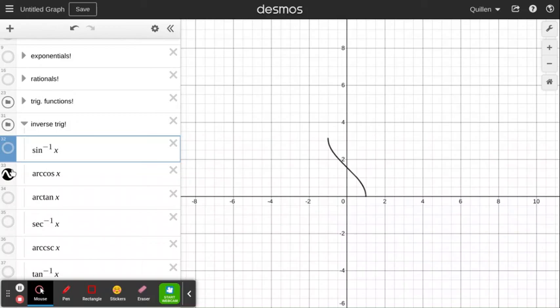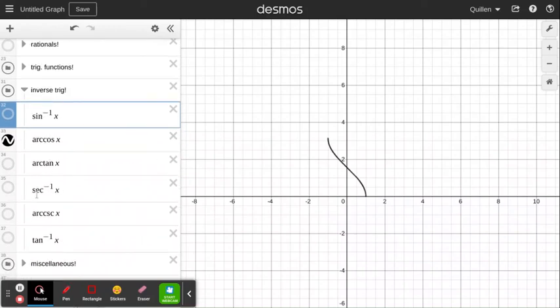Same is true of inverse cosine. You'll notice that I'm using the arc notation. I tried to use them sort of evenly. Again, it's just half of a period of that function.